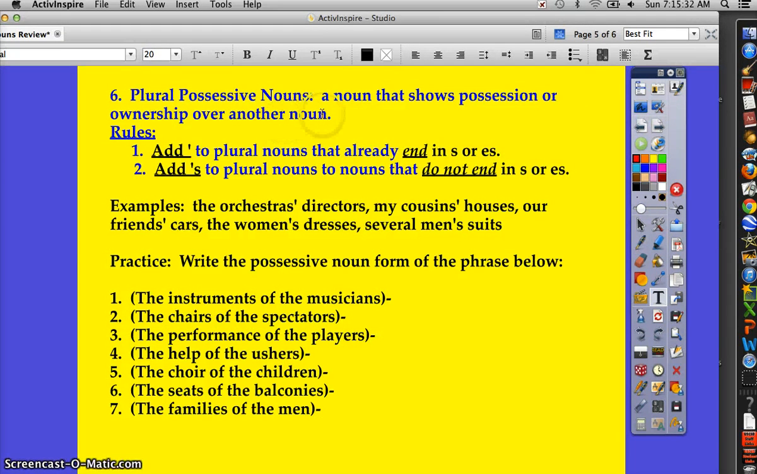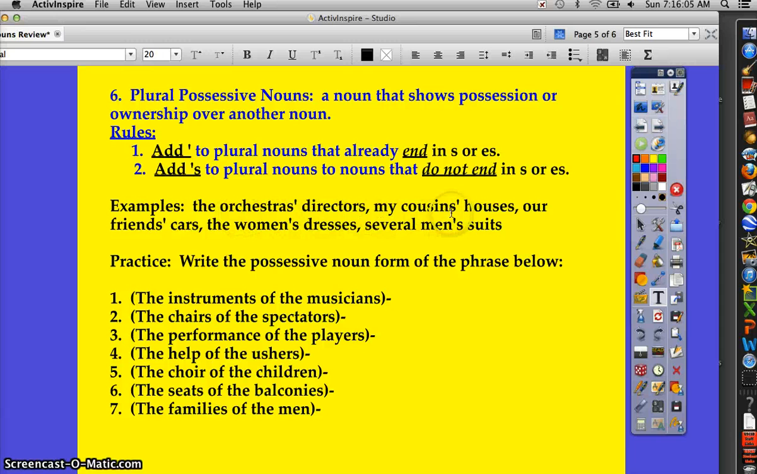Plural possessive nouns are a noun that shows possession or ownership over another noun. We had 2 different rules that we studied in class. We add only an apostrophe to plural nouns that are already ending in s or es. And if it does not end in s or es, those rule breakers, we do need to add an apostrophe and an s to make it possessive. So the examples, the orchestras already ends in s as a plural. Just add the apostrophe after the s to make it possessive over the directors, the orchestras' directors.